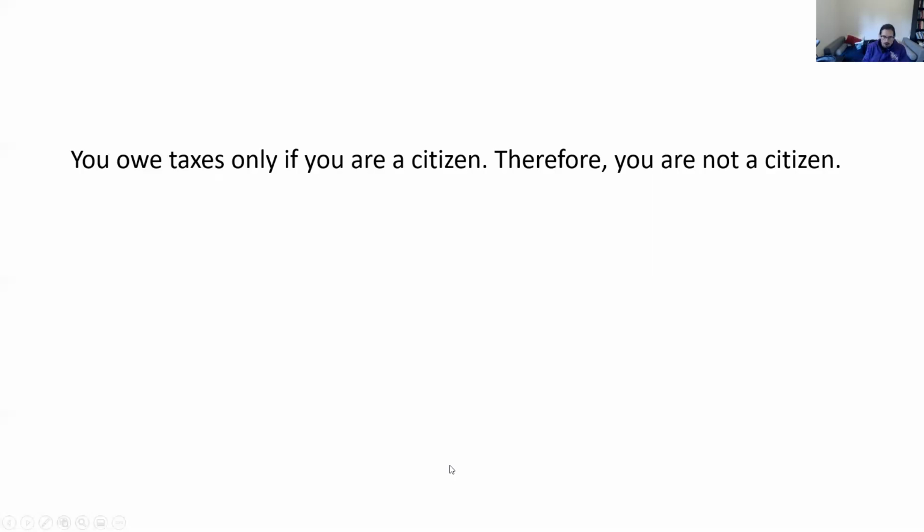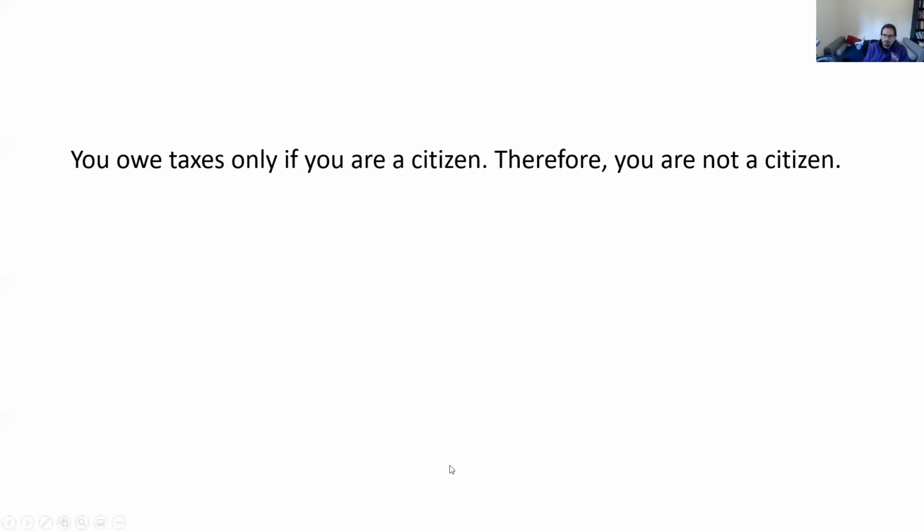So we're going to put all people who owe taxes, T for owe taxes, are citizens. Now in this case, we have the citizens, C. So once again, this is our major term. That's our major term. So we know that this is premise 1.